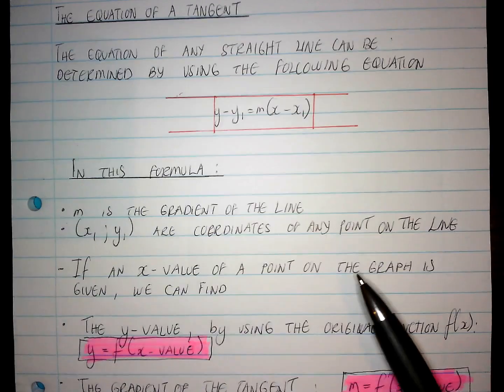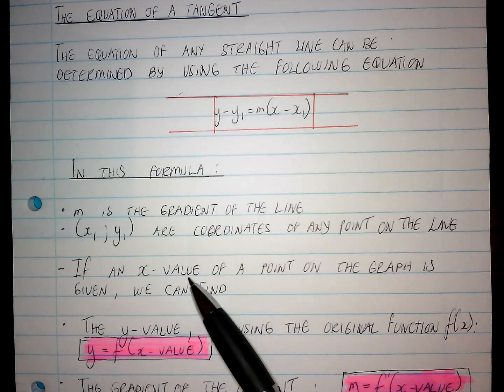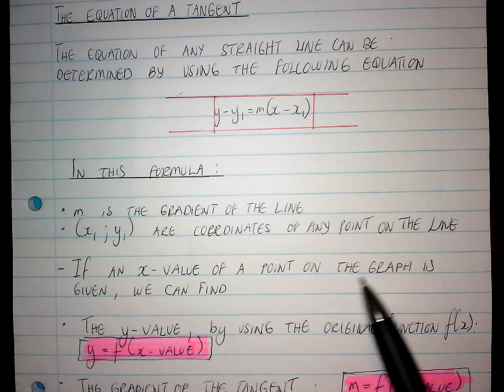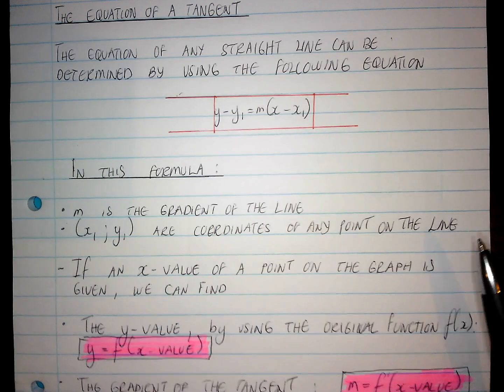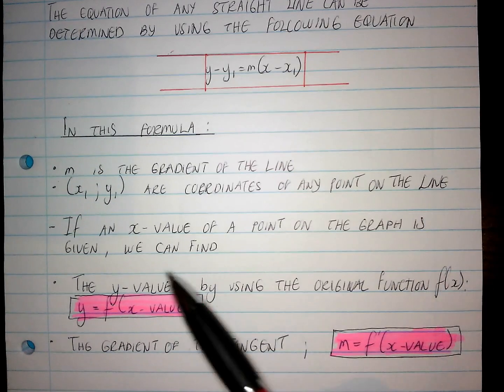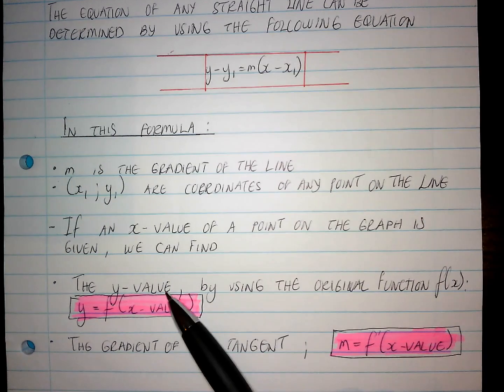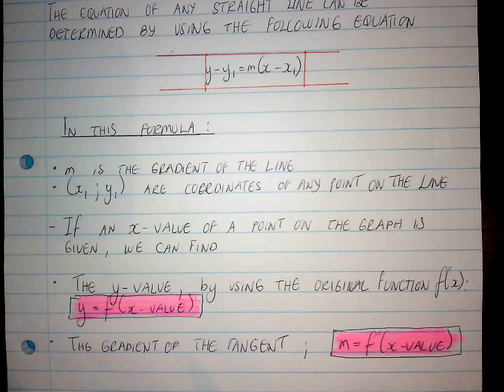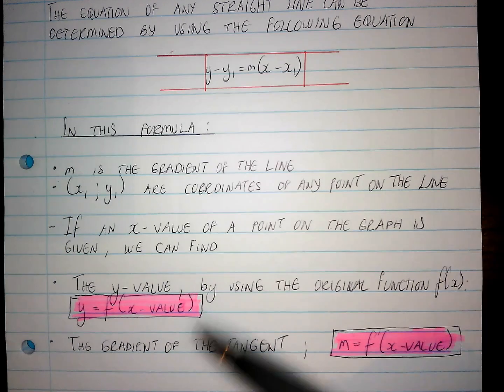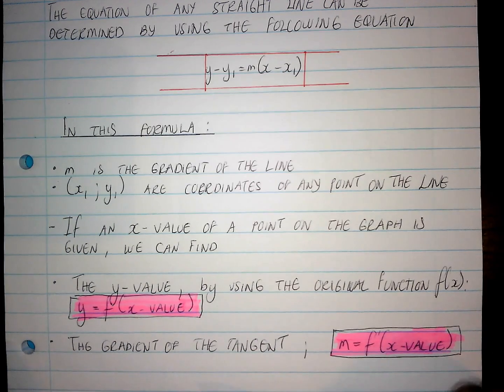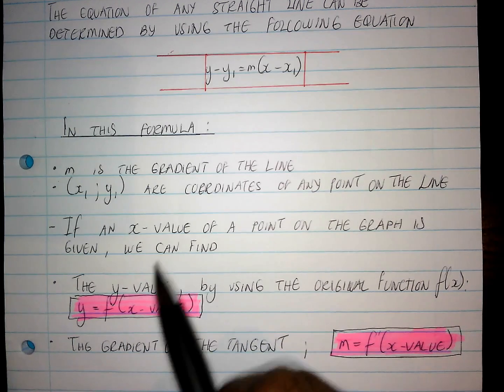So now it means that if any x value of any point on the graph is given, right? So we can find the y value by using the original function f of x, meaning that the given equation that is given to us, we're just going to substitute what? The value of x to find the value of y.